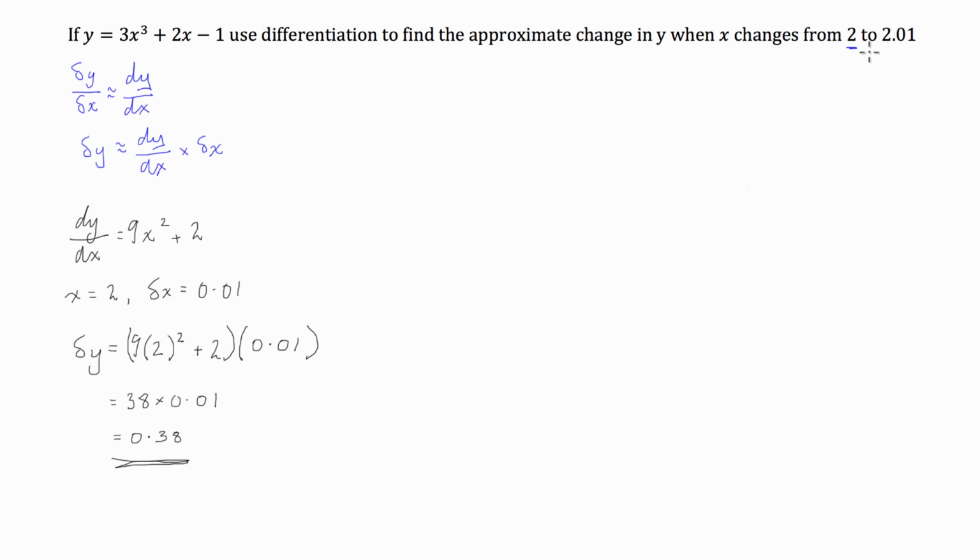So just in summing up, what we had to do is identify that this is a small or incremental change in x. Then we can use this incremental change approximation. We can rearrange it slightly to get the incremental change in y with regards to the incremental change in x. We then differentiate the function to find the gradient. We then plug in the values that we have, x at the initial point and the incremental change in x, and that gives us the incremental change in y.